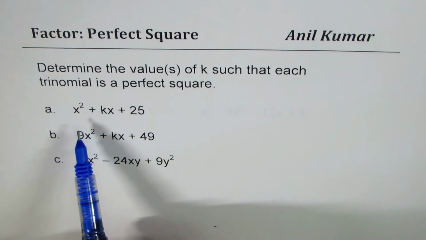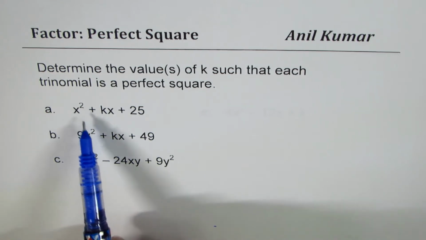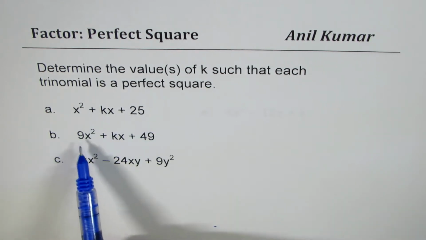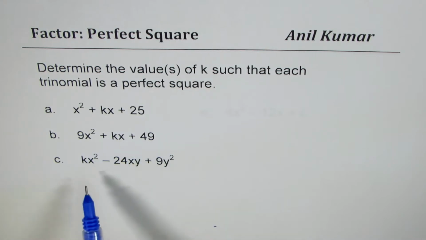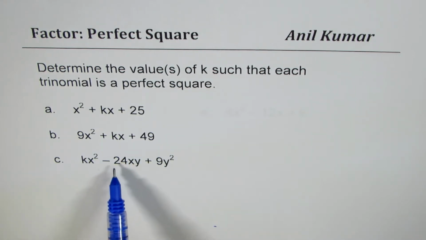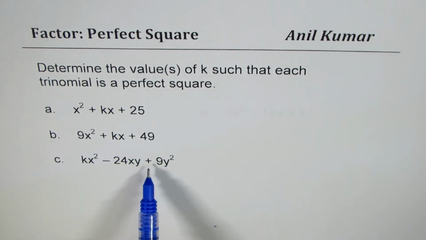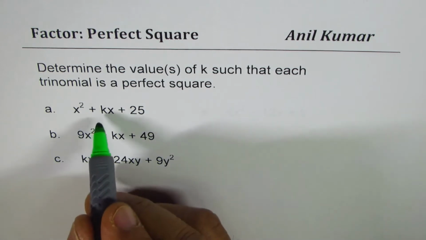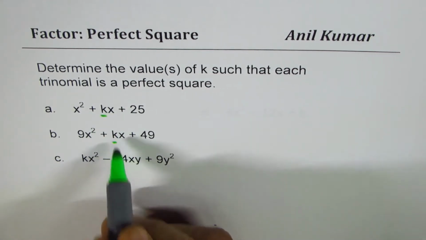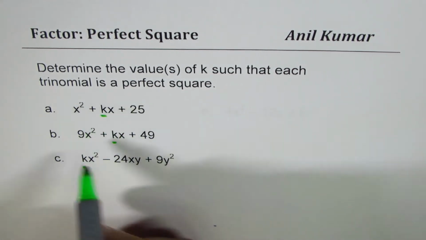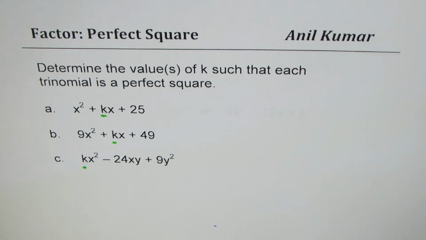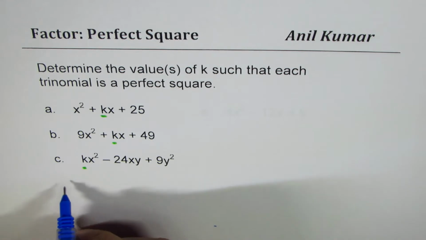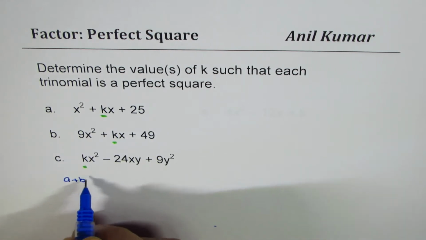Okay. So the trinomials are x squared plus kx plus 25, 9x squared plus kx plus 49, kx squared minus 24xy plus 9y squared. We need to figure out the value of k which can make these trinomials a perfect square. All right. So let's remember what a plus b whole square is.